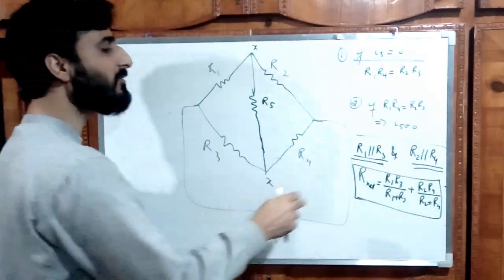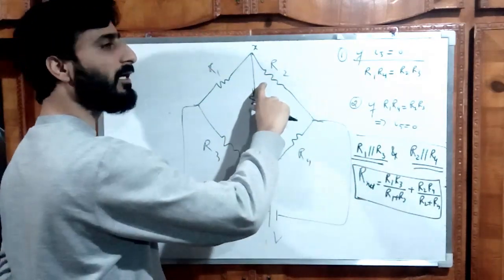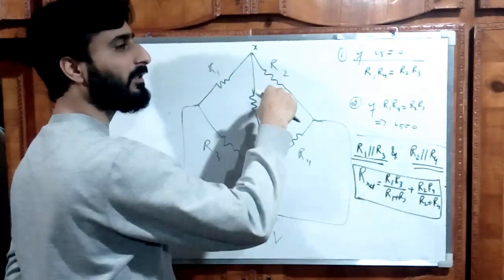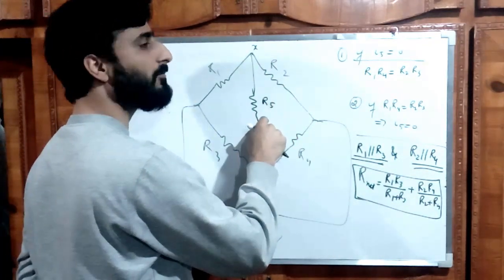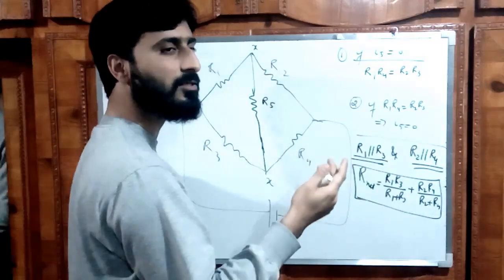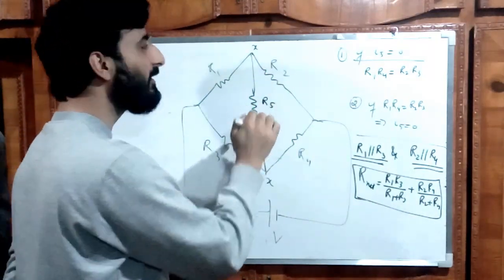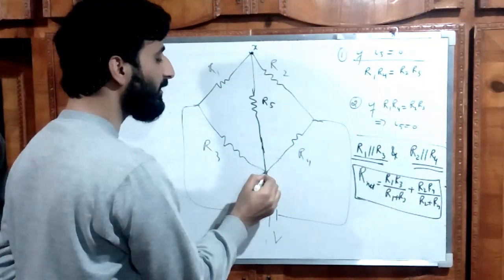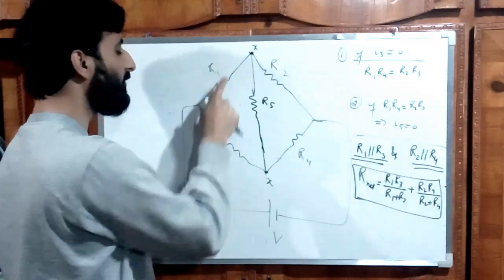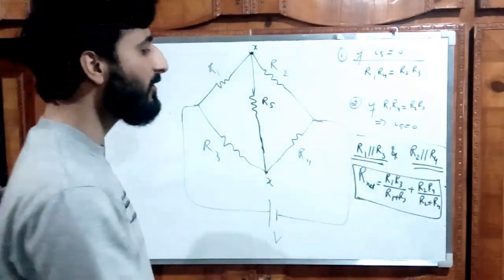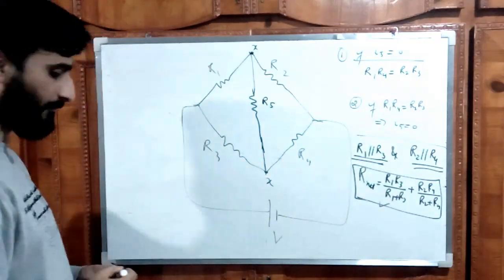This is only possible when the drop through this R5 is 0, or otherwise the current through this R5 is 0. If there is some drop, that's only possible when some current flows through this. If that is the case, the potential here and here will not be the same, and thus this R1 will not be in parallel with R3. So this is very important. This is the net resistance of this circuit.